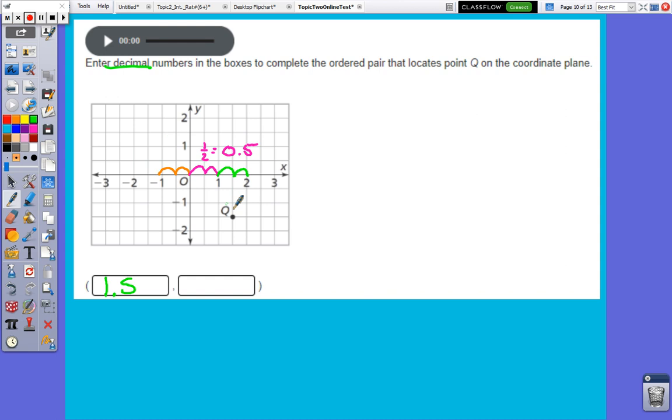Decimal. Now I'm going down on the y-axis. So same thing. It's origin, 0, -0.5, -1, -1.5. So I'm at -1.5 on the y-axis, and +1.5 on the x-axis. So it'd be 1.5, -1.5.